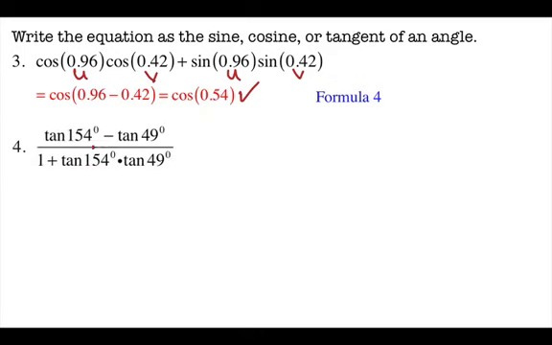Number 4, again, we need to apply one of the formulas you saw on an earlier slide, and this turns out to be formula number 6. So that's how we end up with tangent of 154 minus 49. Subtract these two angles, and that's how we end up with tangent of 105. Moving on to the next slide.